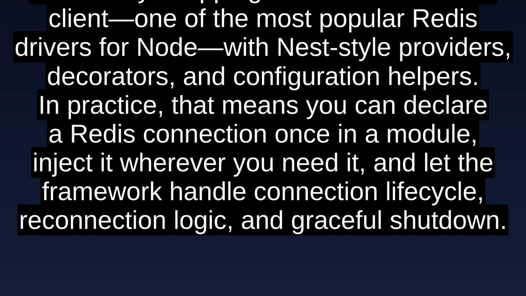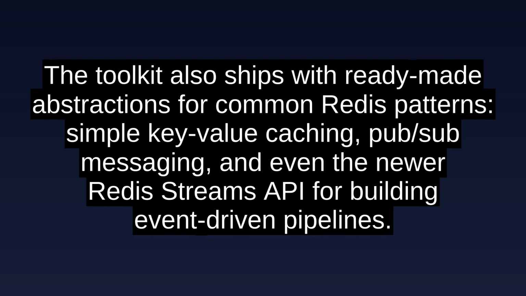In practice, that means you can declare a Redis connection once in a module, inject it wherever you need it, and let the framework handle connection lifecycle, reconnection logic, and graceful shutdown. The toolkit also ships with ready-made abstractions for common Redis patterns: simple key value caching, pub/sub messaging, and even the newer Redis Streams API for building event-driven pipelines.